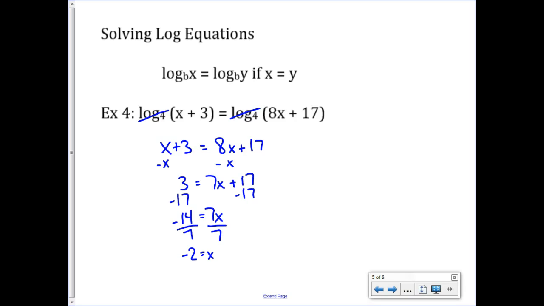So now you always want to double check. If I plug that in, is it still okay? Because we can't take a log of a negative number. So negative 2 plus 3 still gives me a 1 there. And then 8 times negative 2 plus 17, that still gives me a 1. So I have log of 1 base 4 on both sides. That's correct.